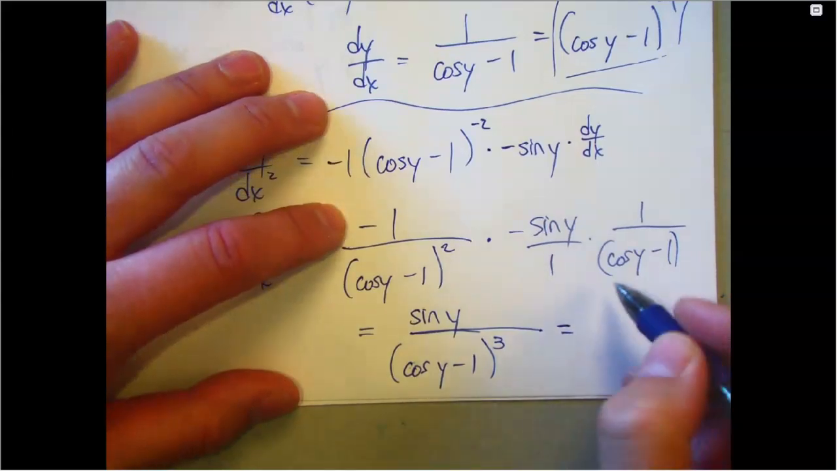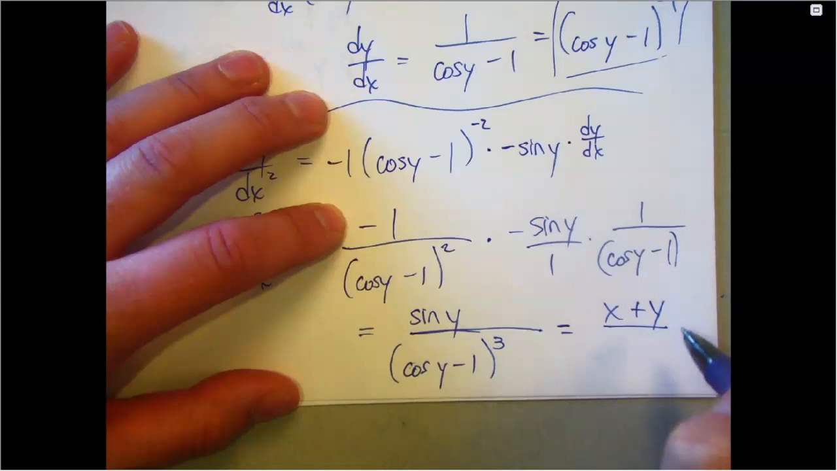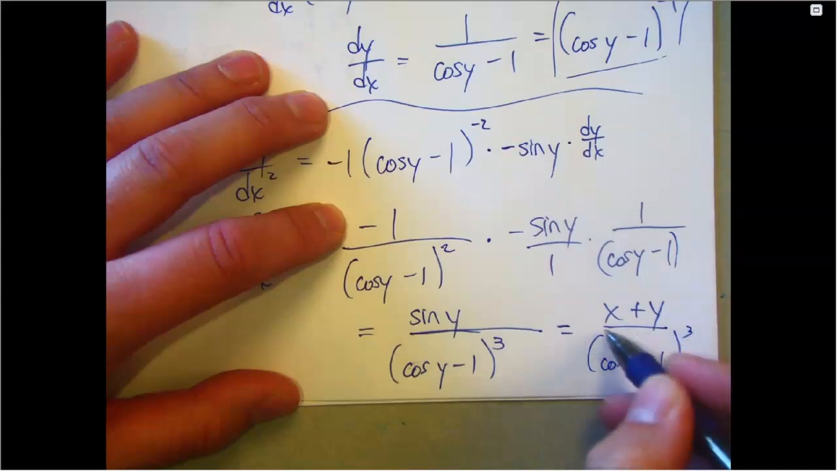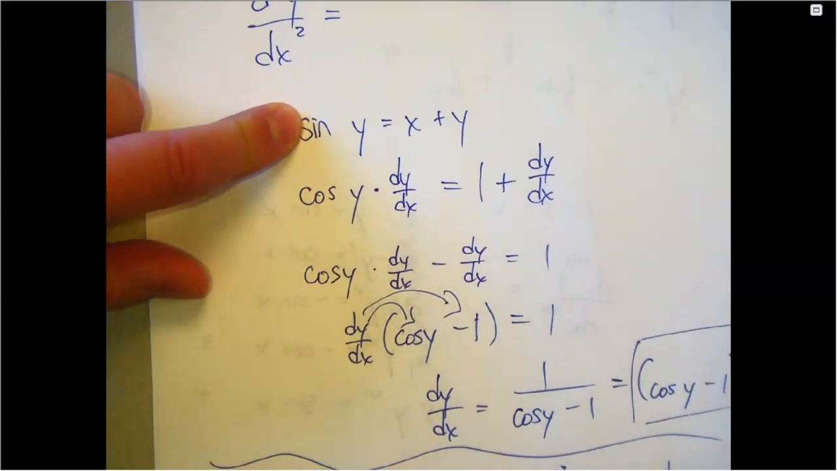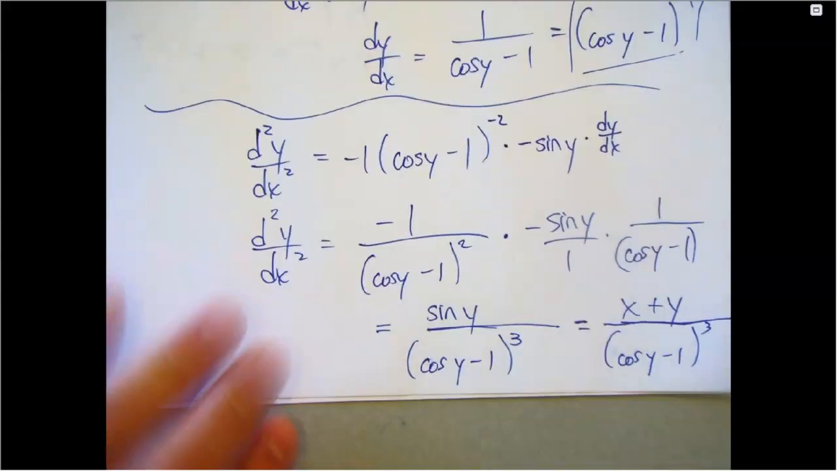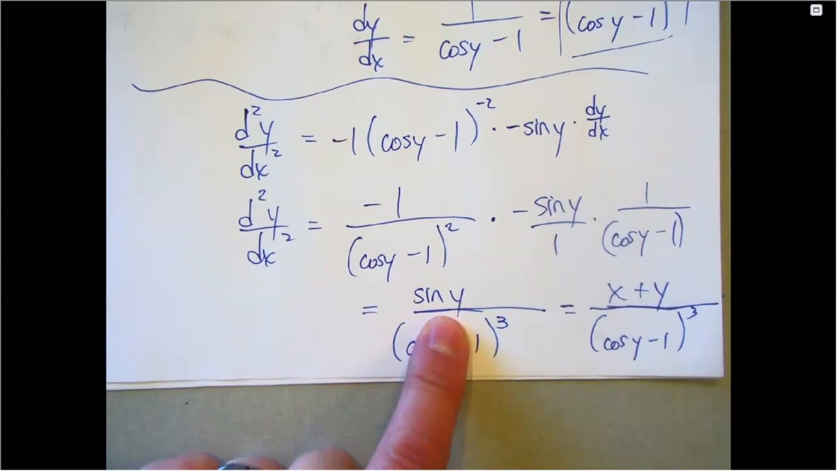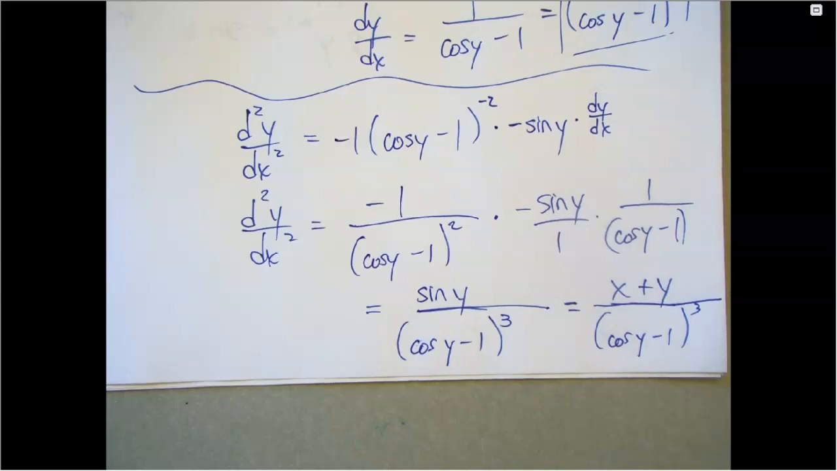Sometimes they might actually write the answer like this. How can I do that? Plugging in the original function. The original equation told me sine of y is equal to x plus y. So this is a totally valid answer, but I can see them in the multiple choice being a little bit extra annoying, like, I'm going to make sure you plug in and that x plus y is an option.